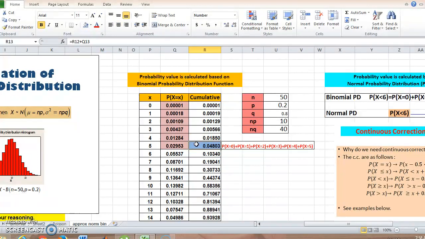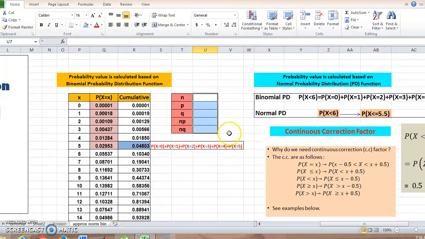How to read the third column? It is very simple. Let me show you. The blue cell is obtained from the summation of all these 6 purple cells, or it is equal to the summation of probability x equal to 0 until probability x equal to 5. So this is an example of cumulative distribution. Now let us take a look at our example.